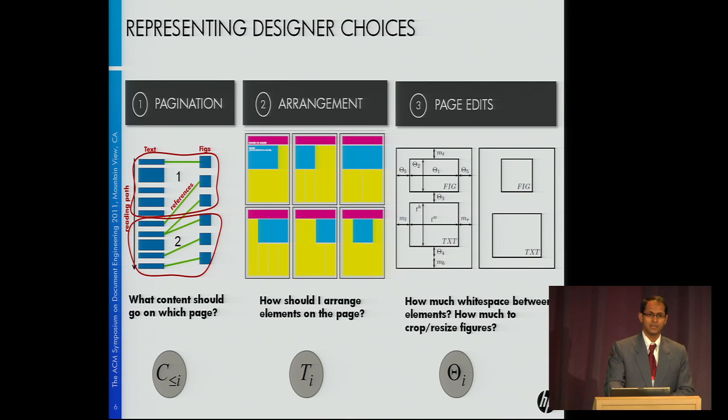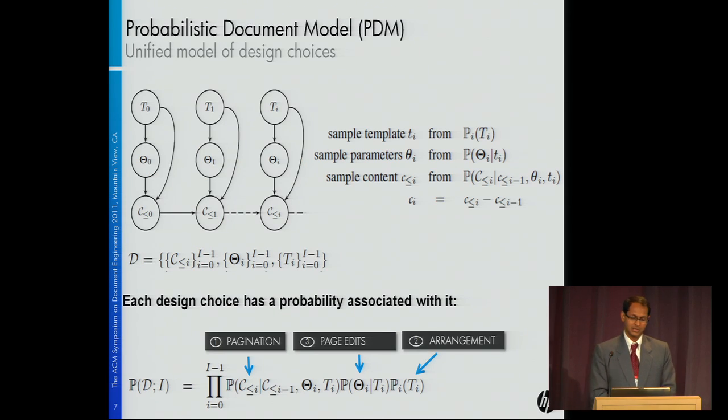And the compounding factor is that they're not independent. You can't just deal with one of them, because they're all coupled. You can't make a decision about arrangement without also having done something about the pagination and so forth. So the probabilistic document model is essentially a unified model of the design choices that explicitly couples together these design choices in an interesting way.